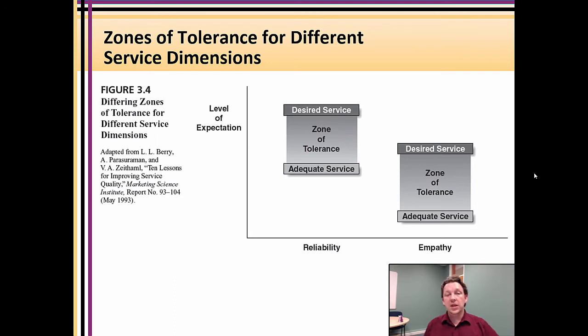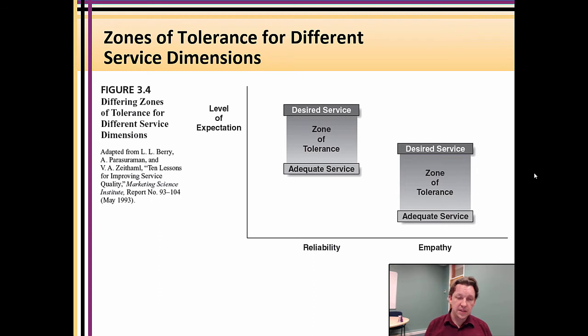But reliability and empathy, empathy being the understanding that the providers show, you don't care if the provider is friendly, cranky, or angry, so long as the provider gets the job done. You have very low standards of adequacy for empathy, but a very high standard for reliability. You don't want to be friends with your service provider. You want your service provider to get it right first time.